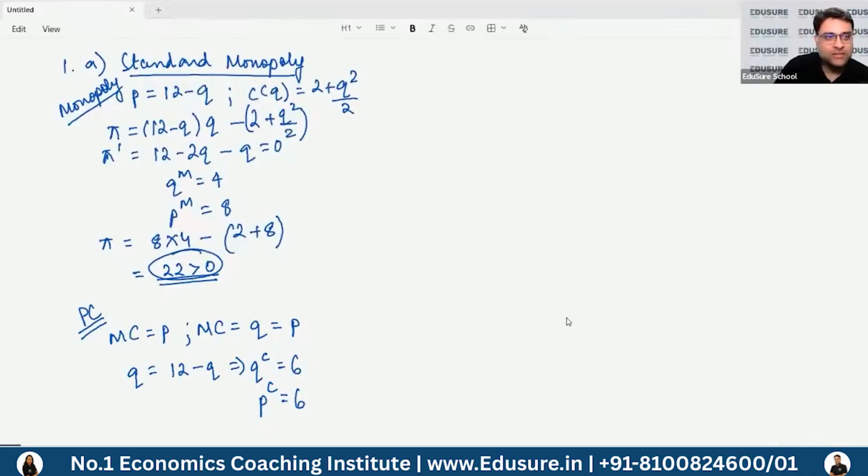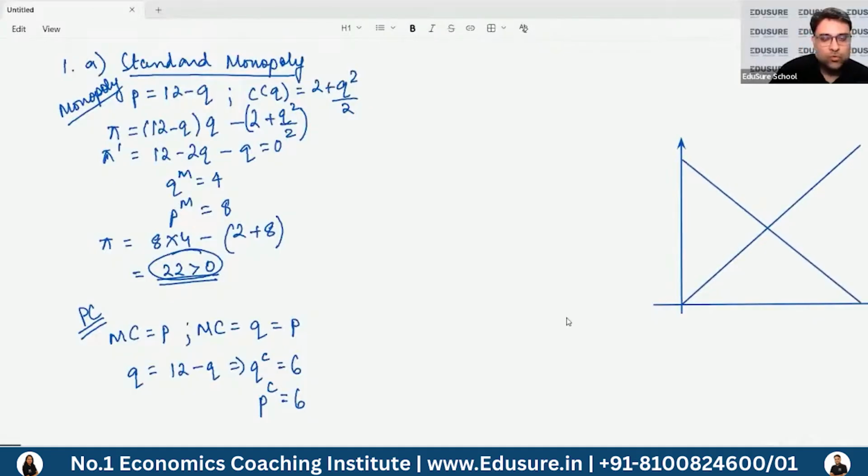Okay. Now you can easily see this by drawing the diagram. Marginal cost is equal to Q, so this is nothing but the marginal cost, which is equal to the supply. And 12 minus Q is the price. So this is P, this is Q, this is 12. This is my marginal cost, which is equal to the supply curve, right? For perfect competition, what is happening? 6, 6. For monopoly, what is happening? Let's use a different color. For monopoly, this is happening: 8, 4.